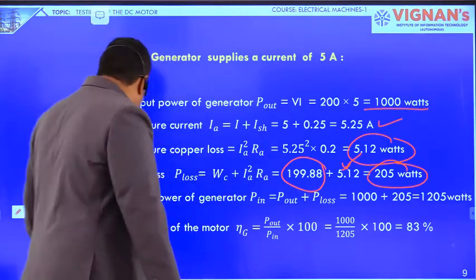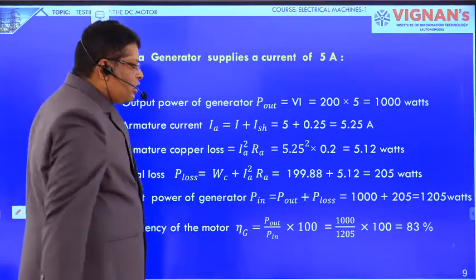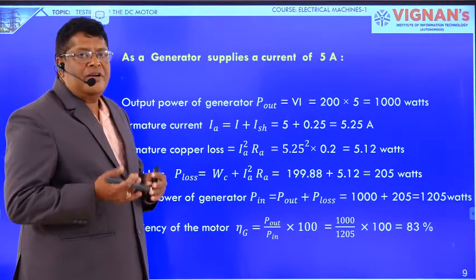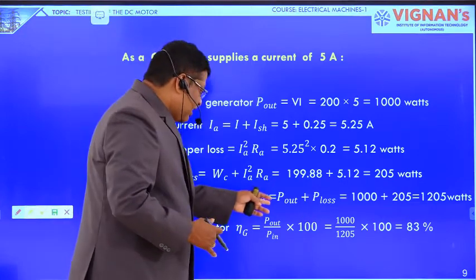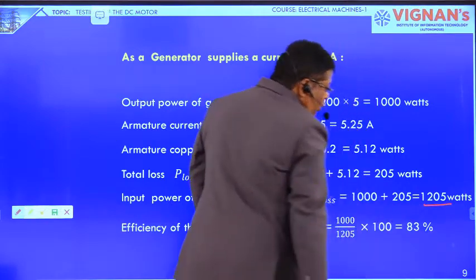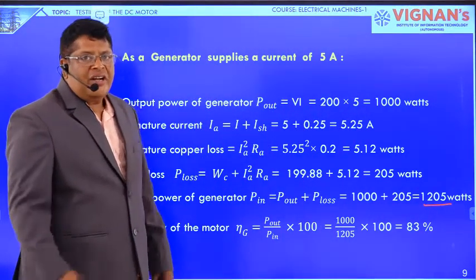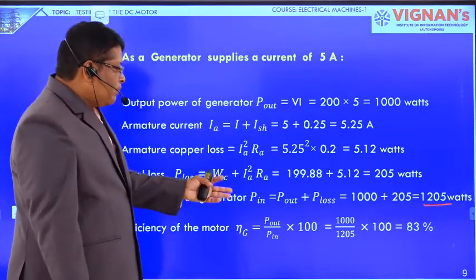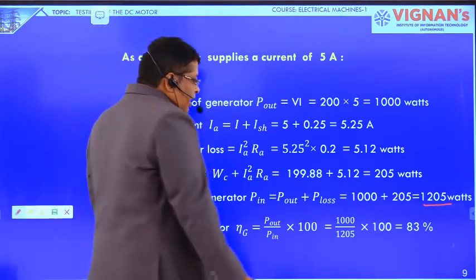Once you know the total losses, then you have to find out the input power to the generator. Input power to the generator equals output power plus total losses in the generator, and we are getting the value as 1205 watts. Once you know the output power and input power of the generator, take the ratio between these two, that is 1000 by 1205 into 100, we are getting 83%.